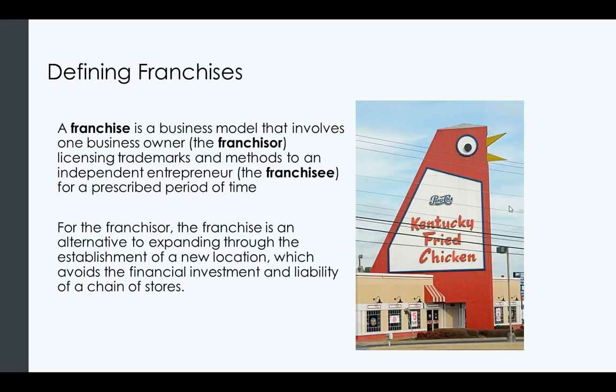A franchise is a business model that involves one business owner, the franchisor, licensing trademarks and methods to a franchisee. A lot of chain restaurants are an example of this, like Kentucky Fried Chicken. So there's the Kentucky Fried Chicken company, and then each individual restaurant can either be owned by the corporation itself or it can be owned by a franchisee. Someone who said, I have this money. I want to set up my own Kentucky Fried Chicken, but I want the right to use your name, your slogan, benefit off your advertising, and be able to sell your recipes.